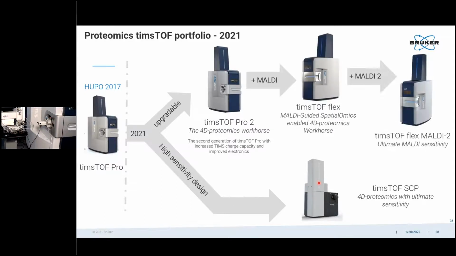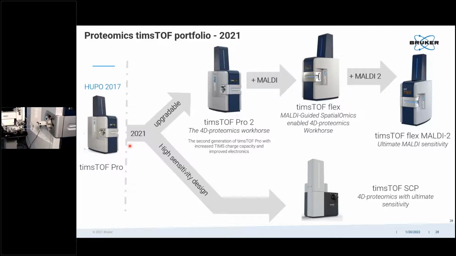But we also have the Flex series of timsTOFs, which, in addition to the ESI capabilities we're looking at today, also have the addition of a MALDI source. So we can do, for example, tissue imaging workflows on this, including a newer version which has an additional laser for the ultimate MALDI sensitivity for things that are hard to ionize. So there's lots of capability here in the timsTOF, both from an electrospray and also a MALDI point of view.